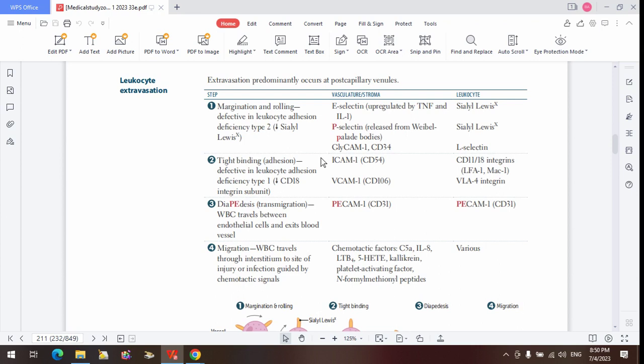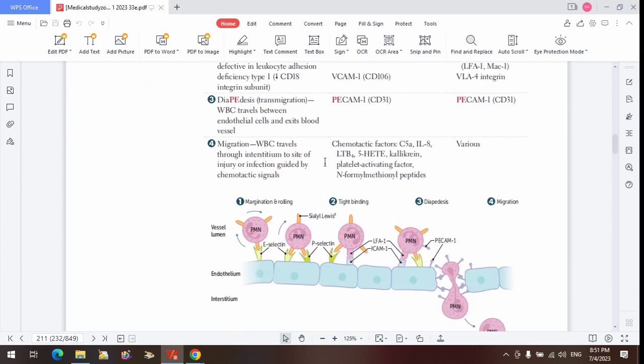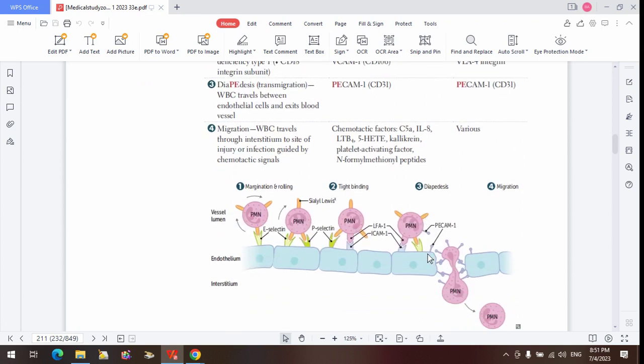Then the next one is very simple. PECAM is on both the endothelium and the leukocyte. So PECAM, the same thing, PECAM. That one is now going to cause diapedesis or transmigration. What we are saying here is that it has adhered, but it now migrates across the endothelial cell. When something moves across, that is trans movement. It moves across the endothelium to get into the interstitium of the tissues. That is transmigration, and that is achieved by the activity of PECAM-1 and PECAM-1.